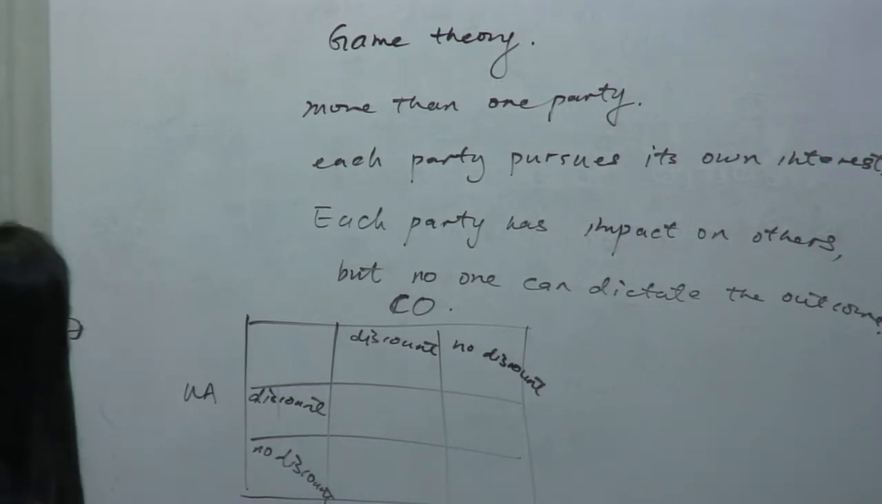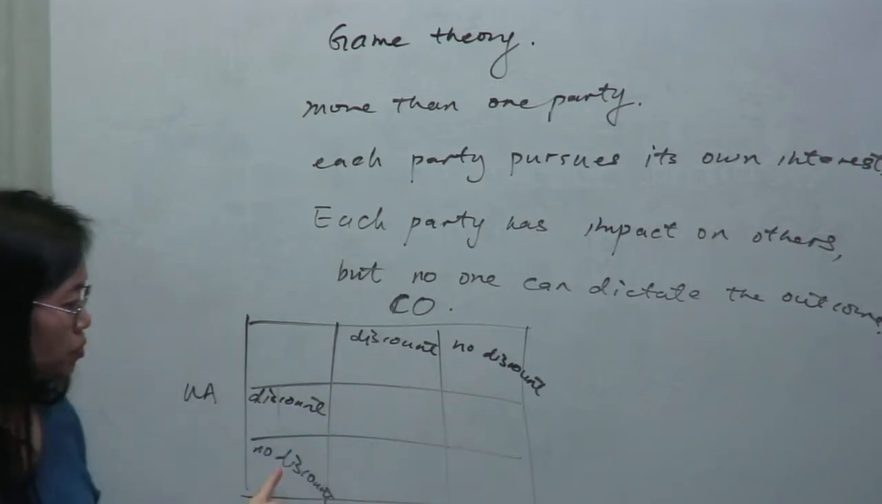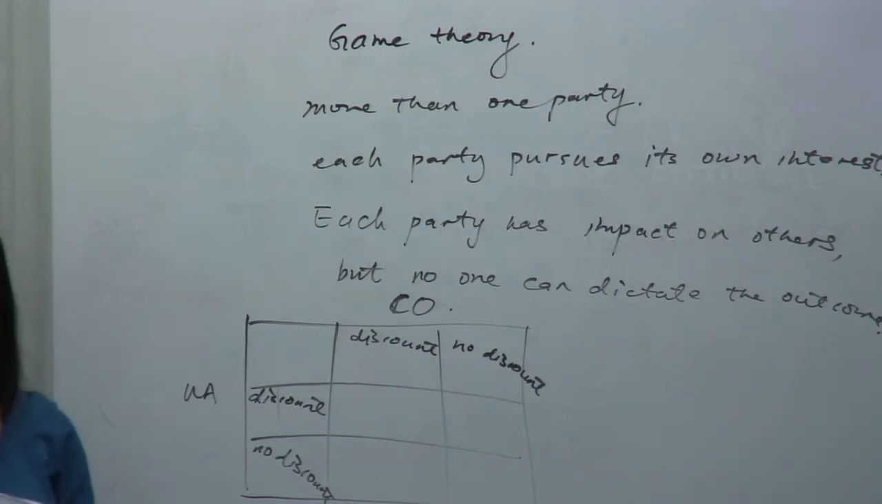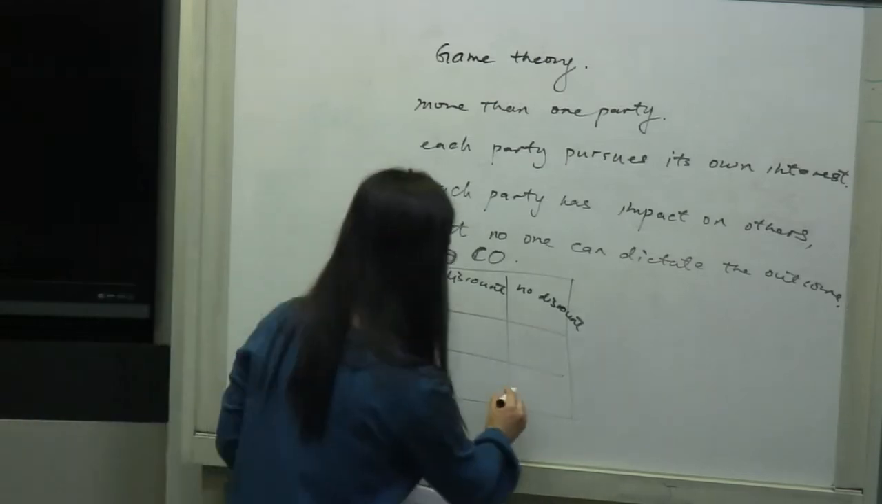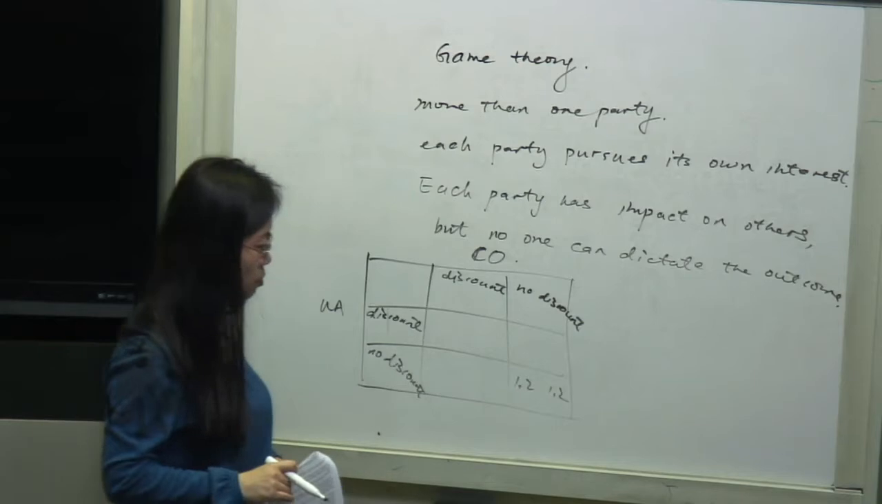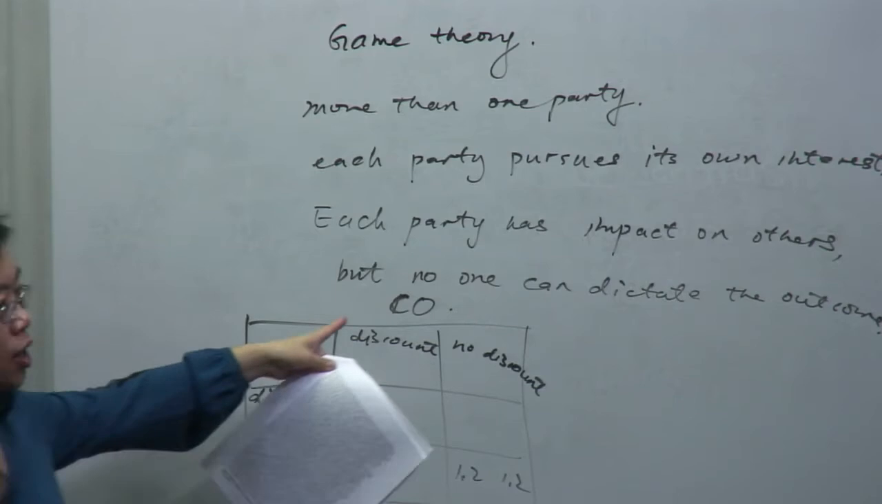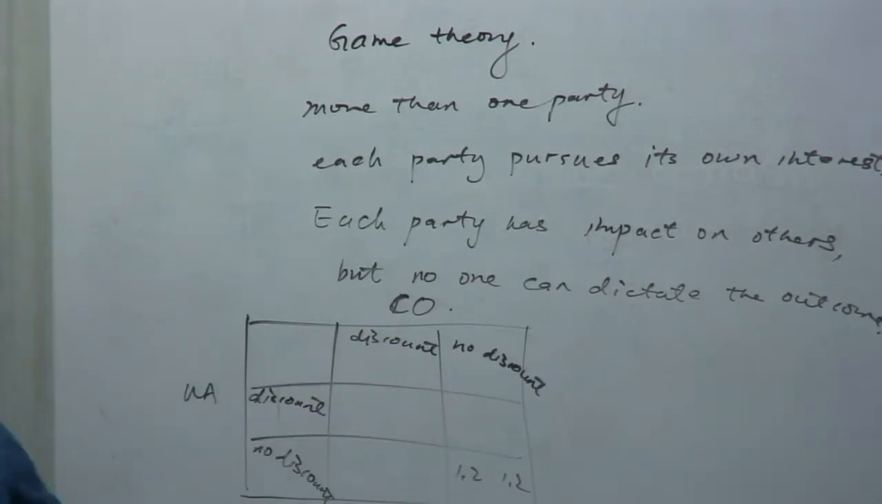Okay, suppose they offer no discount. None of the companies offer a discount, and they're going to split the market. Each one of them is going to make $1.2 million. The left number represents the profit made by United Airlines. The right number represents the profit made by Continental Airlines. Okay? You guys with me?